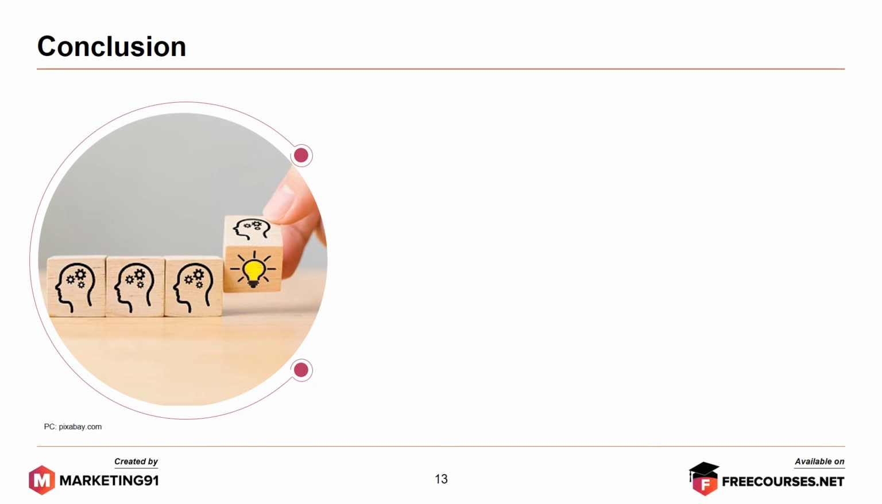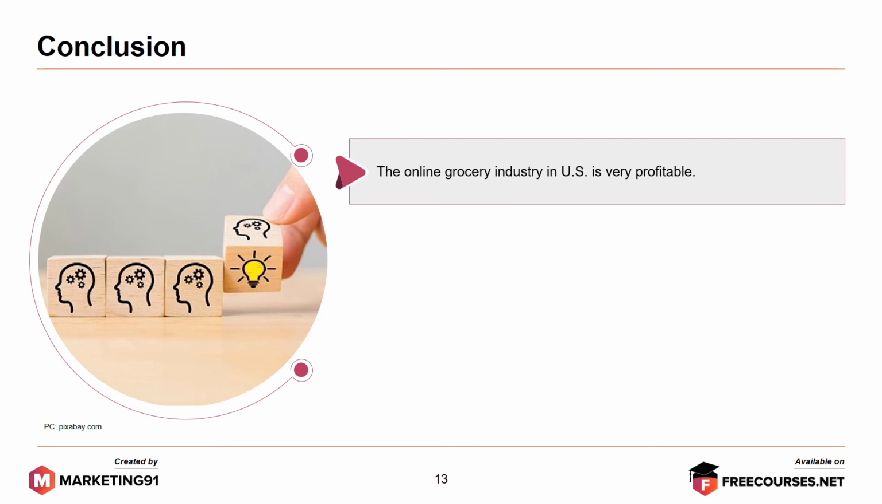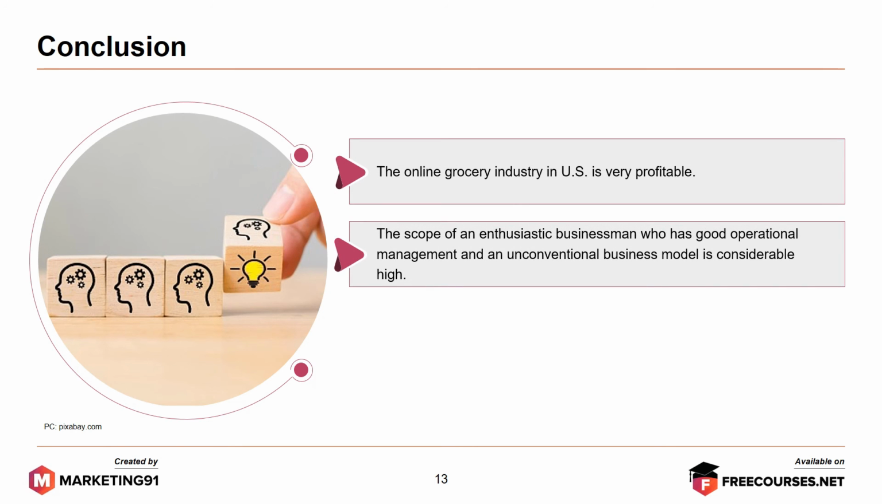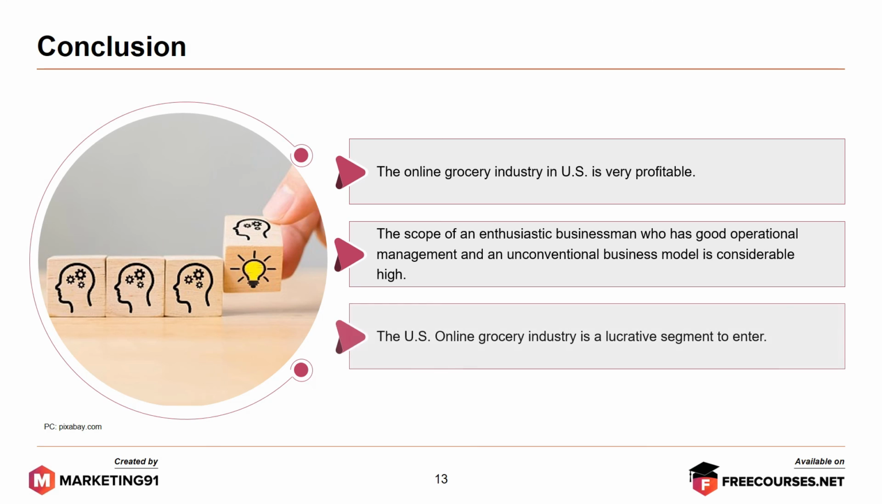Thus, to conclude, the online grocery industry in US is very profitable. The scope of an enthusiastic businessman who has good operational management and an unconventional business model is considerably high. Thus, the US online grocery industry is a lucrative segment to enter. So that's it, folks. This brings an end to the topic on Porter's 5 forces analysis.